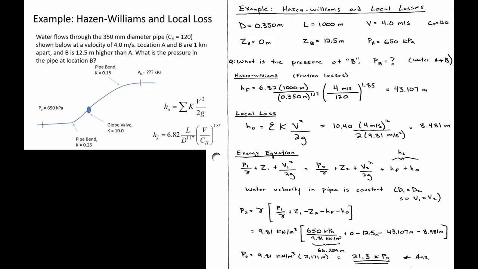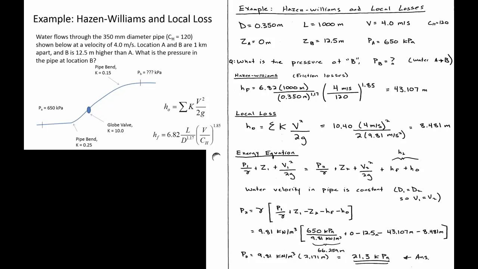One of the simplifications that we can make in applying the energy equation is that since this pipe diameter is the same between A and B, that means that V1 and V2 are equal. So you wouldn't get the wrong answer if you leave the V term, the velocity head term, in the energy equation, but it's not necessary since V1 squared divided by 2g is equal to V2 squared divided by 2g. So that's why I've canceled them out.